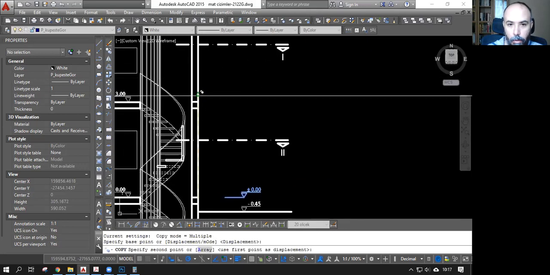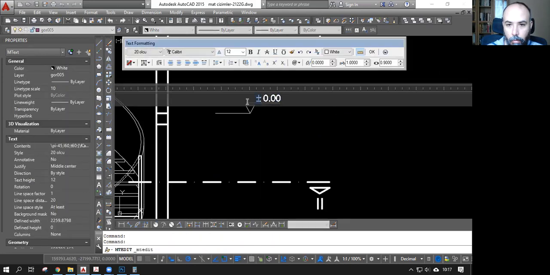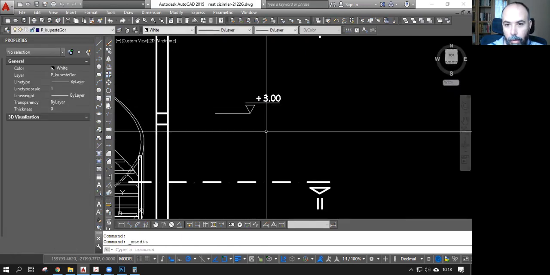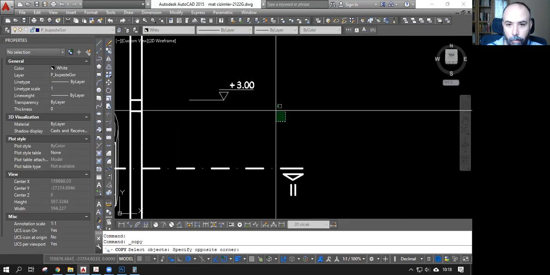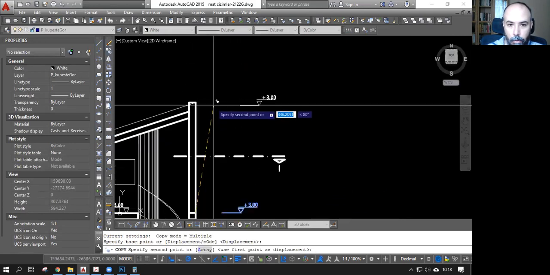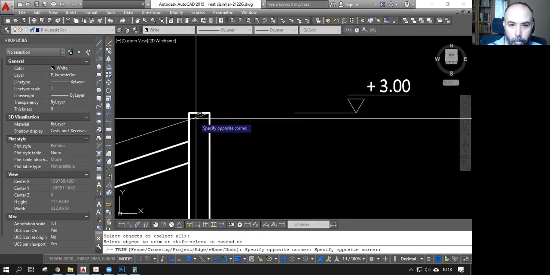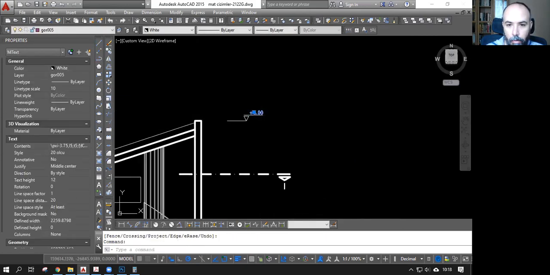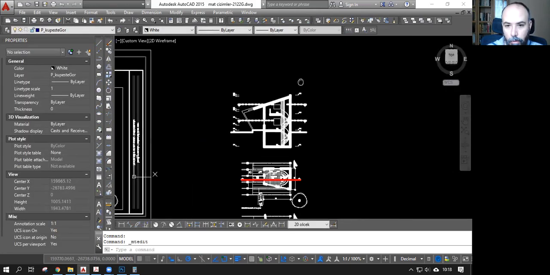And I can show the first floor now. It's +3 here. And the highest point of the roof parapet. That's something that I can see on this facade, and that's +6.550. So these are the levels.